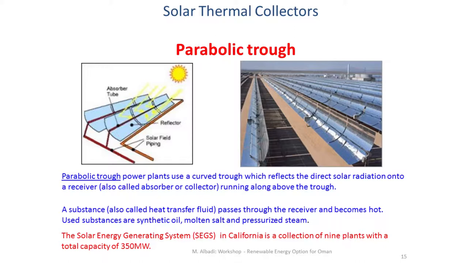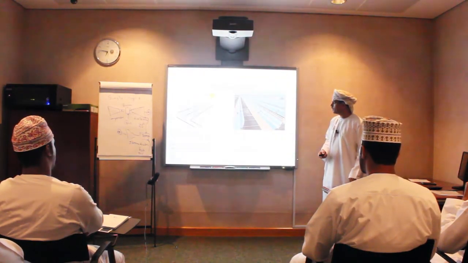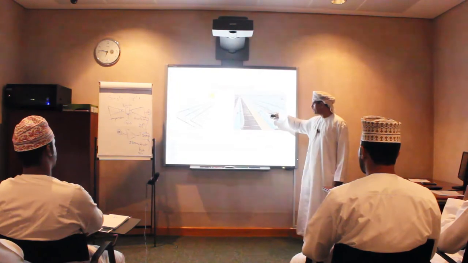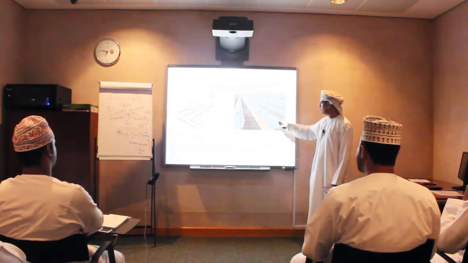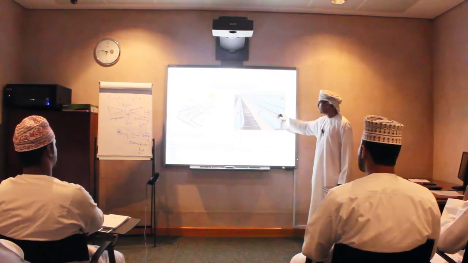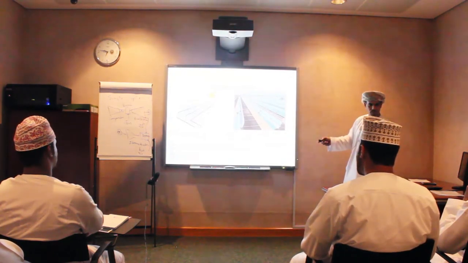So this is to show the tracking system. Sometimes you see it facing this side, sometimes the other way around. It's filled with, it could be molten salt inside, it could be synthetic oil, it could be pressurized steam, and then you use a heat exchanger to generate steam and drive a turbine. So this is a closed loop. Normally the fluid inside this is not going to the turbine as steam. It goes to the heat exchanger, and the steam will be separate. So the cycle of the fluid inside here will be different from the cycle of the steam. Okay. Do you have questions about this?